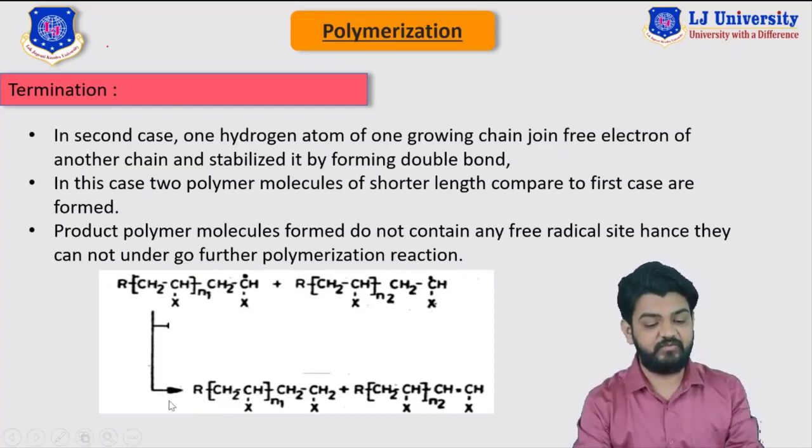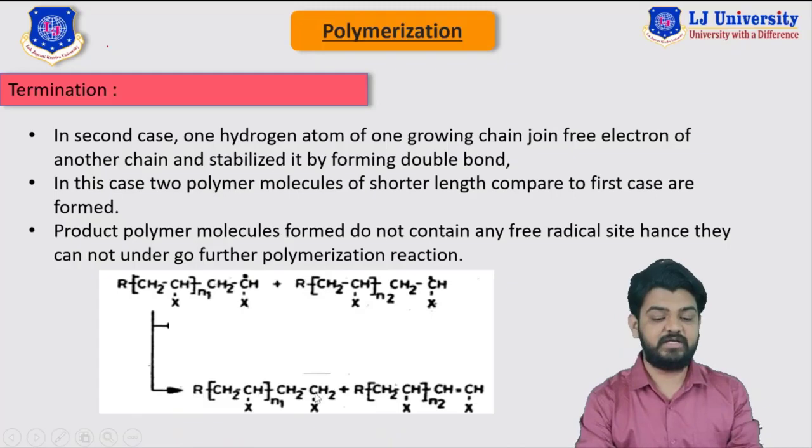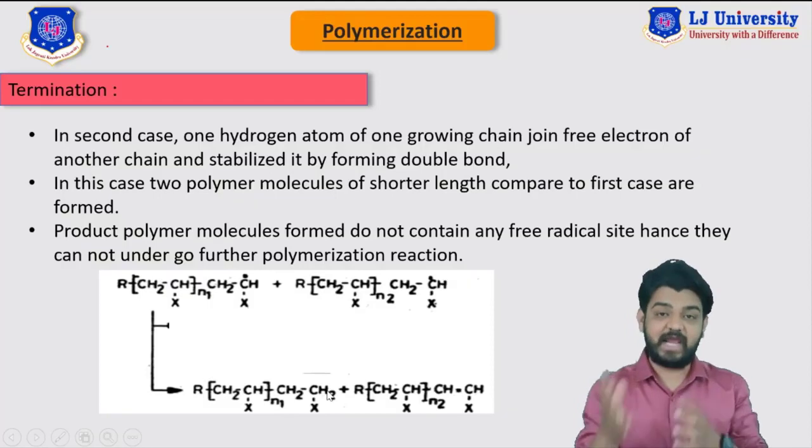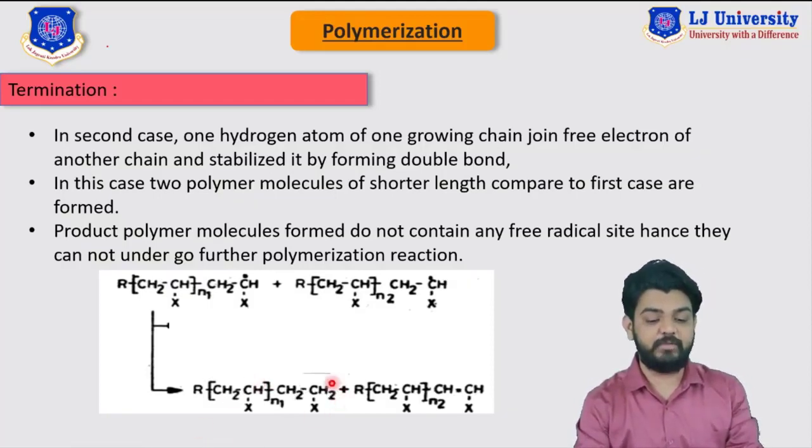Here you can see that one product is having hydrogen as this CH2. Here we were having only one hydrogen, but now after the termination process it will have CH2. That means one hydrogen is added to this particular polymer and we have satisfied its free electron. So now this free electron has moved from here to here.